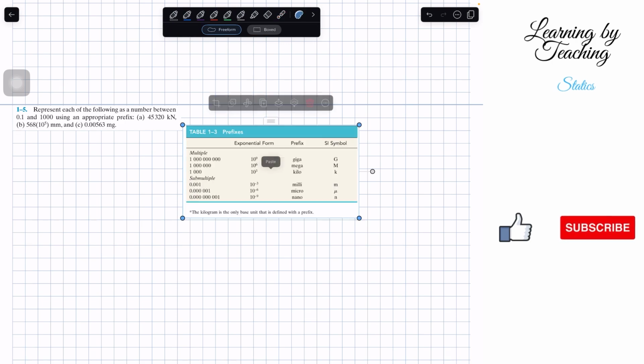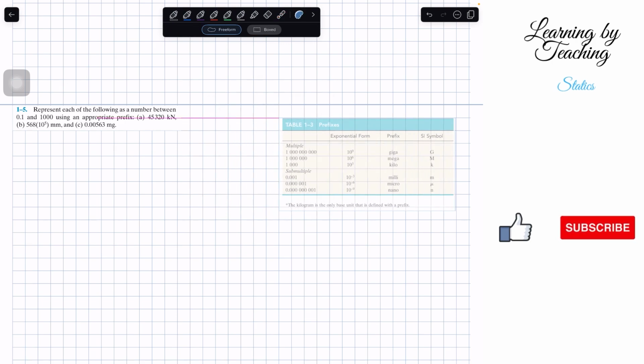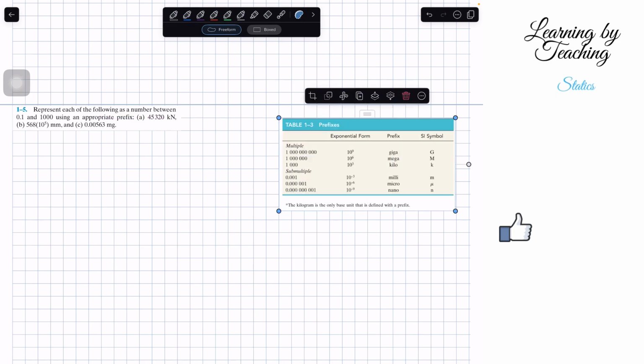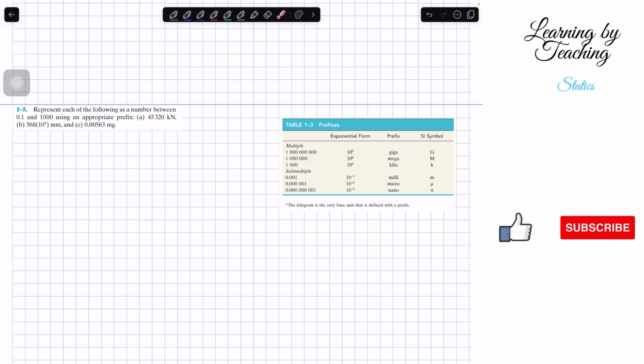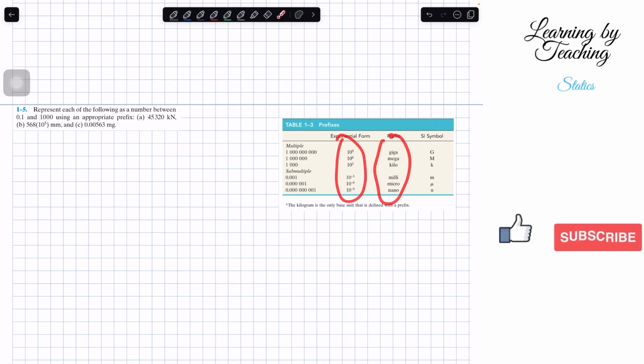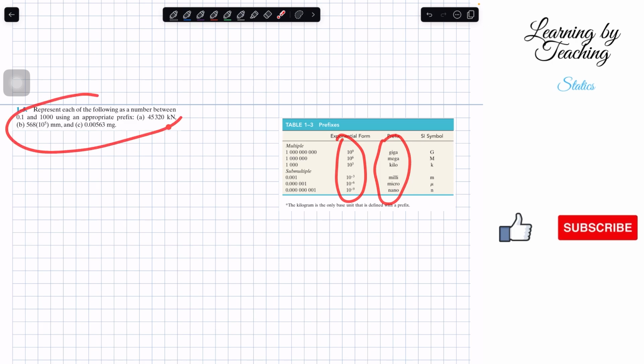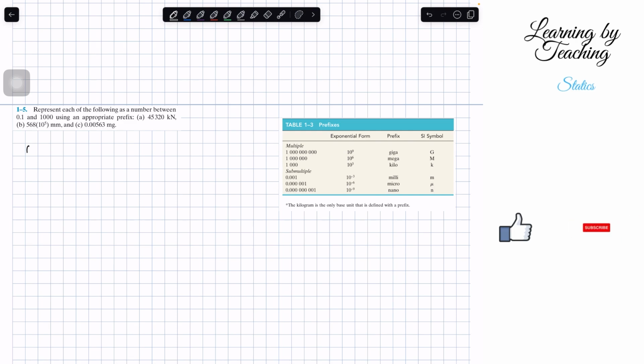Well, we're going to do this very similarly to our problem 1.3 and 1.2, where we're going to be using this table of prefixes in order to find out what's the best exponential form and the prefix for that exponential form for these numbers in order to get a number between 0.1 and 1,000. Okay, so let's just start with problem A.